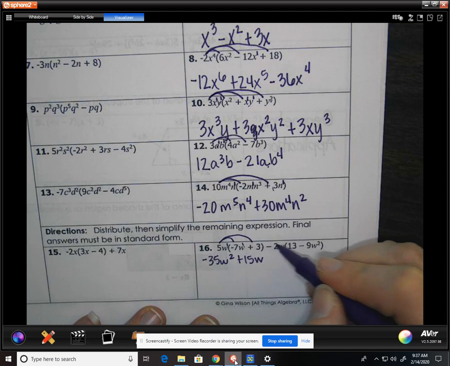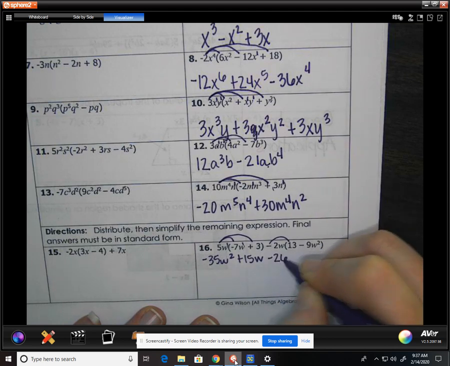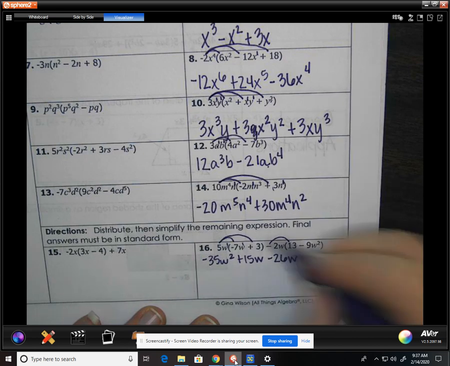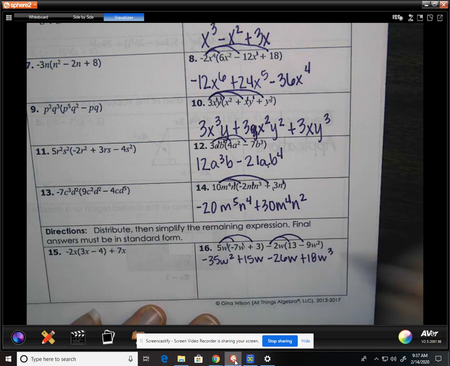Now we're distributing negative 2. So negative 2 times 13 is negative 26. I have a W1 and no W, so I keep the W. And then I do negative 2 times negative 9, which gives me a positive 18. And a W1 and a W2 add to give me W3.